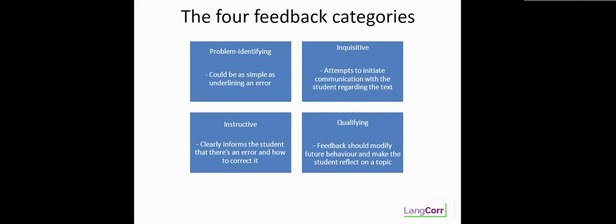Then you've got the inquisitive feedback category, where you try to engage your students in a communication process about their errors and see if they can learn from that. Then we've got the instructive category, where you say, well, you've got an error here, and you have to do this and this and this to correct it. Finally, we've got the qualifying category, which deals with the idea that the feedback should actually modify future behavior and make the student reflect on the topic. And this could be through movies, games, exercises, things like that.